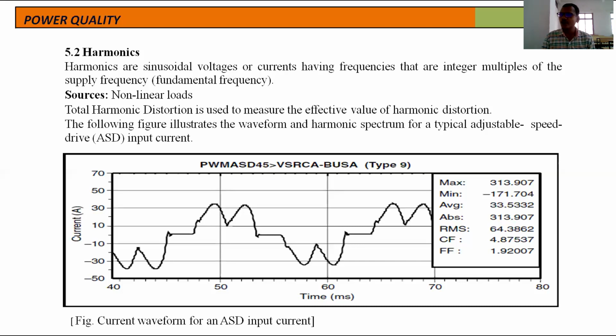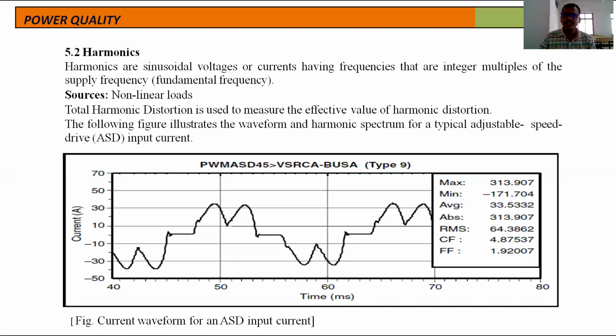Okay? Harmonics are not pure sinusoidal. They are integer multiples of the sinusoidal voltages. The frequency of these harmonics is always an integer multiple of the fundamental frequency, that is, either even harmonics or odd harmonics. Even harmonics are 2, 4, 6, 8, etc. of the fundamental frequency, and odd harmonics are 3, 5, 7, 9, etc. of the fundamental frequency. Okay.